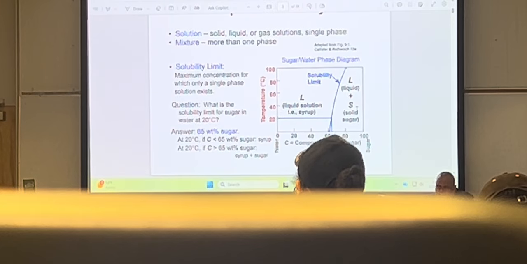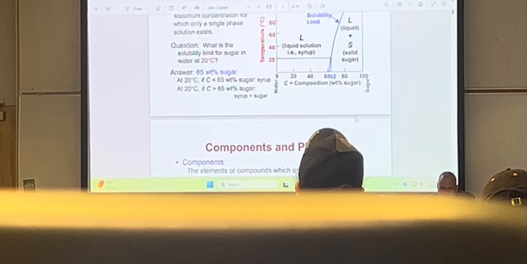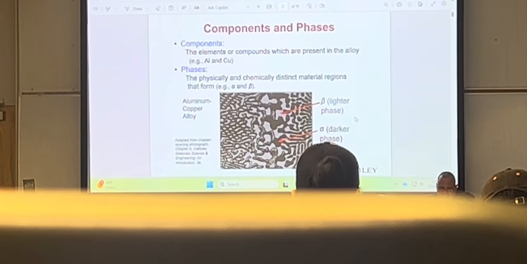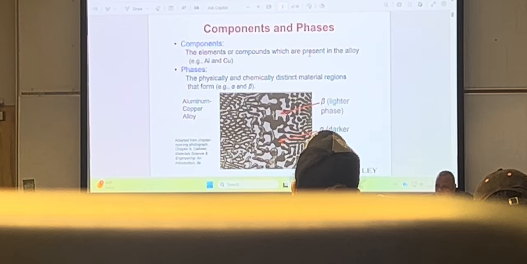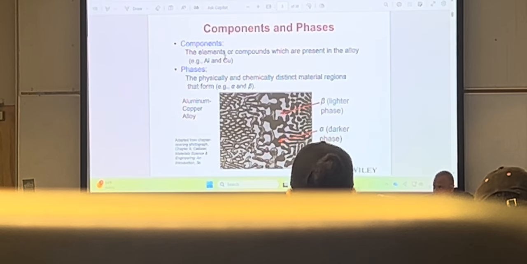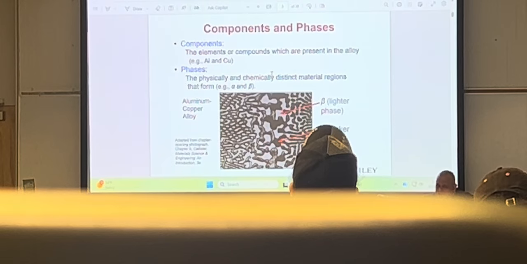Does this make any sense to you so far? You guys get it? Okay. So let's then differentiate components and the phases. Components are the elements or compounds that are present in the alloy, like aluminum and copper. We're forming an aluminum copper alloy. But the phases are chemically distinct regions of the material of a certain form, like alpha and beta phase.